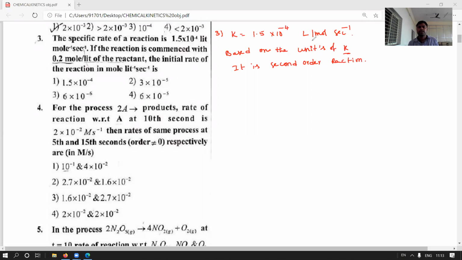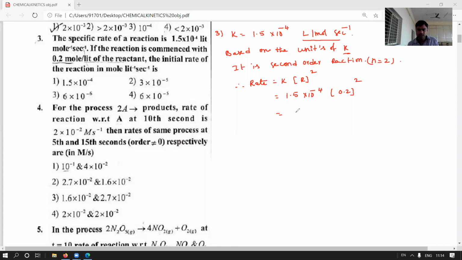Okay, the rate constant for a second order reaction has units of liter mole inverse second inverse. So according to that, order is equal to 2, means n is equal to 2. Then we have to find the rate at 0.2 molar. Therefore rate is equal to K into concentration of reactant whole square. The K value is 1.5 into 10 to the power of minus 4, and the concentration they gave is 0.2, 0.2 whole square.